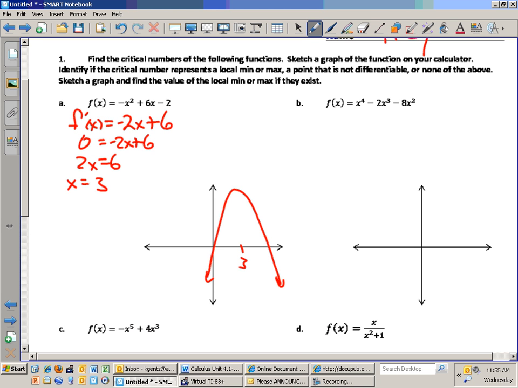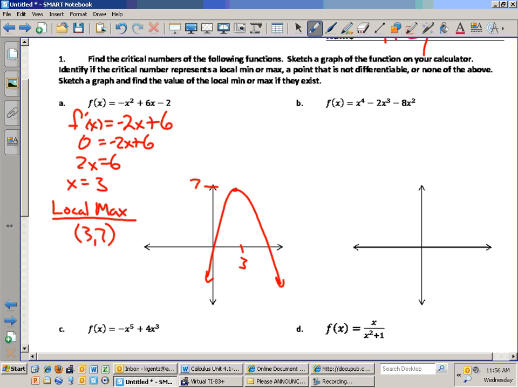How would I find out now what the actual maximum value is? Plug it back into my original function. 3 squared is 9, make it negative 9, plus 18 is positive 9, minus 2 is 7. So that coordinate is 7. So I'm just going to sketch here. I have a local max at the coordinate 3, 7. So that tells me the location. It also tells me the maximum value that it achieves.